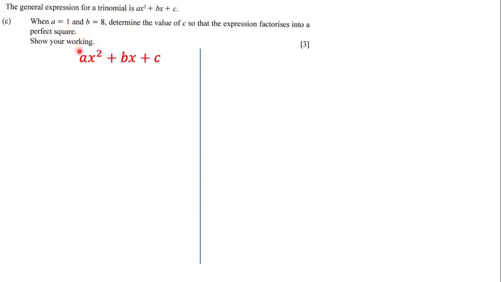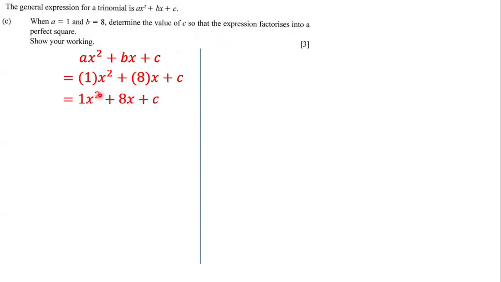And we know that a is equal to 1, b is equal to 8. But we need to determine what is the value of c so that the expression factorizes into a perfect square. A is 1, so we substitute that. B is 8, so we put that into our expression. And so we have 1 times x squared, and 1 times x squared is 1x squared. And we have 8 times x, and we have that right here. And we put plus c.